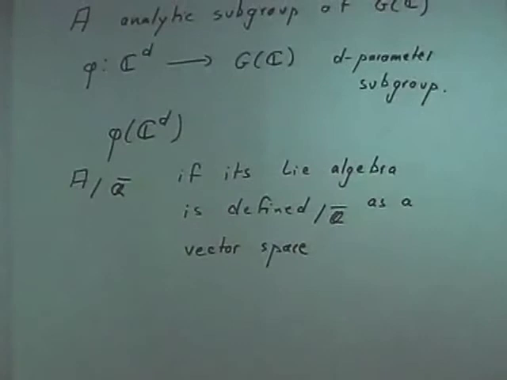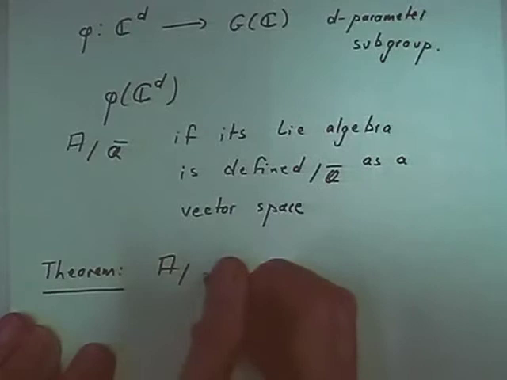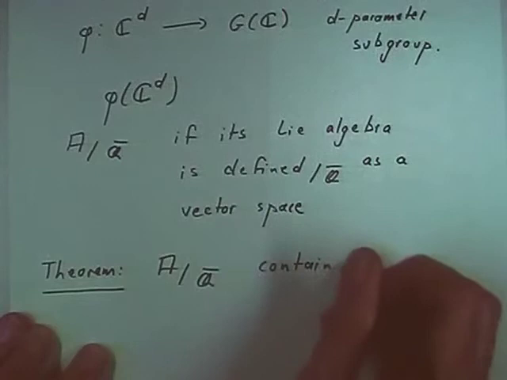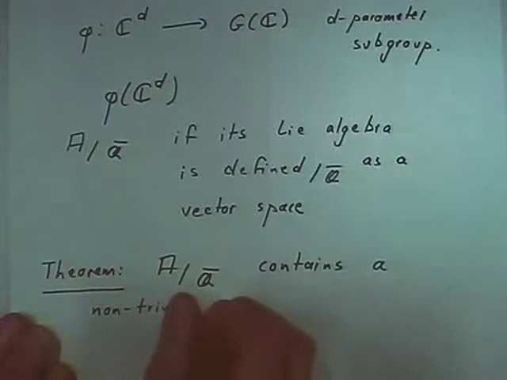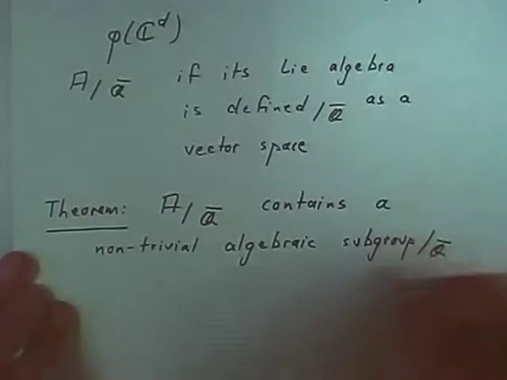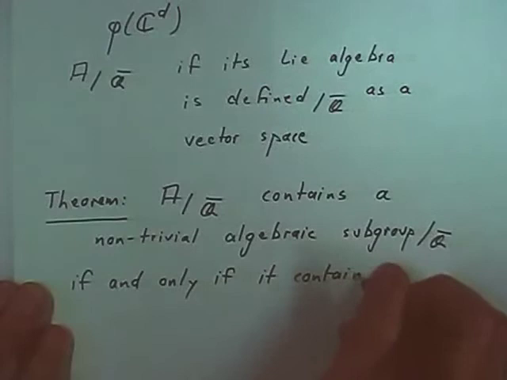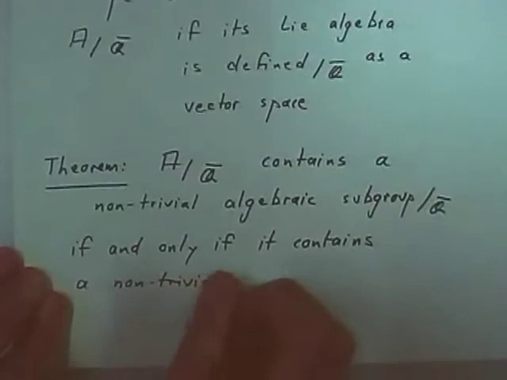So the theorem says that an analytic subgroup defined over Q bar contains a non-trivial algebraic subgroup defined over Q bar if and only if it contains a non-trivial point in G(Q bar).